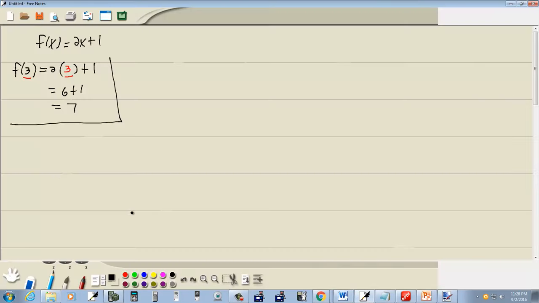F of negative 1. Well, evaluating a function, we'll go back to our original function, and everywhere we have an x, we'll put in parentheses. Now, whatever's inside of parentheses right here is automatically what we'll put in here, so we'll put in negative 1 there. 2 times negative 1 is negative 2, plus 1 gives us a negative 1.